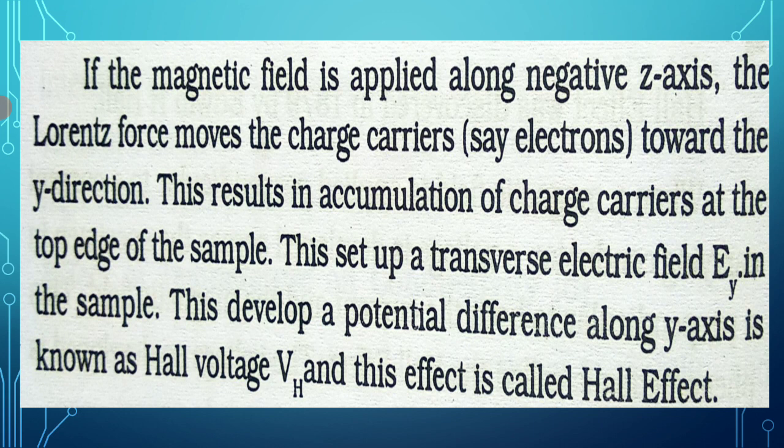If the magnetic field is applied along the negative z-axis, the Lorentz force moves the charge carriers towards the y direction. This results in accumulation of charge carriers at the top edge of the sample. This sets up a transverse electric field Ey in the sample. This develops a potential difference along the y-axis known as the Hall voltage Vh, and this effect is called the Hall effect.